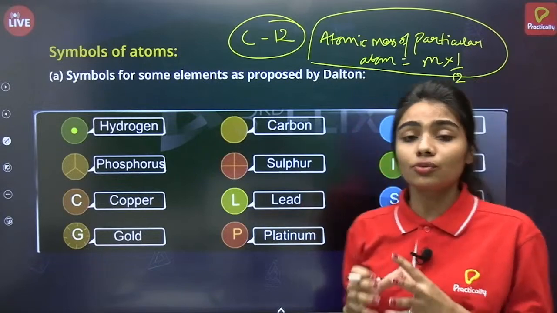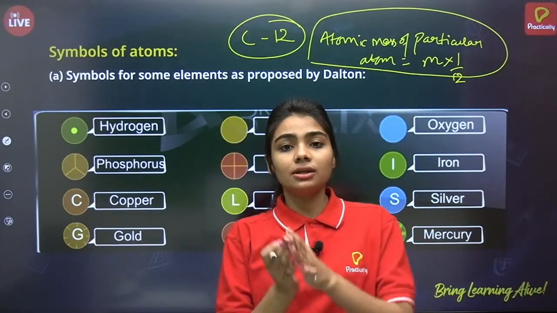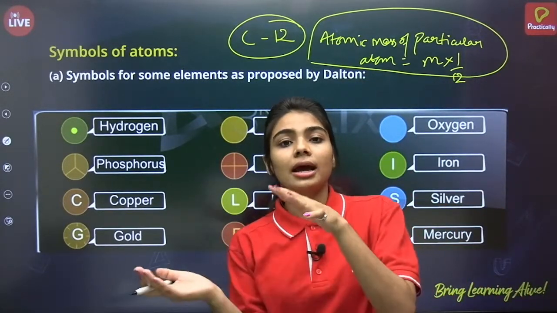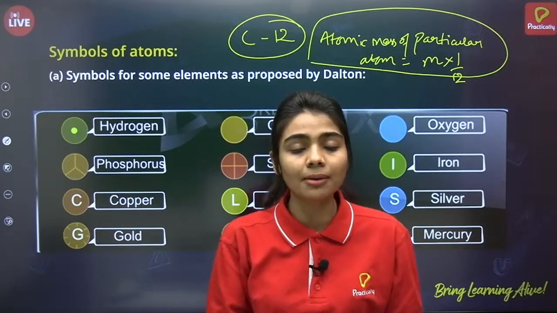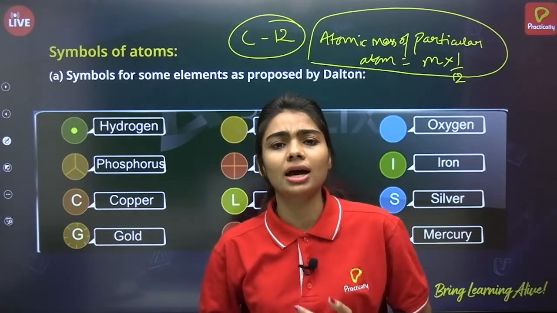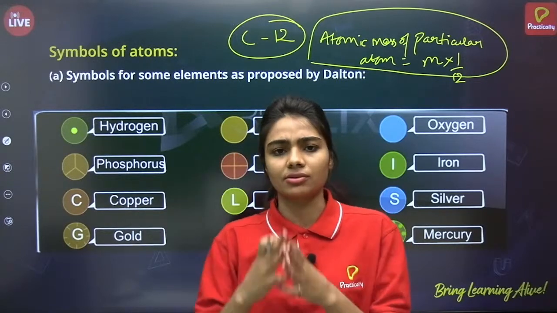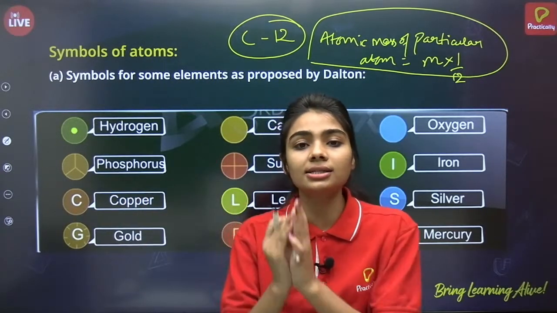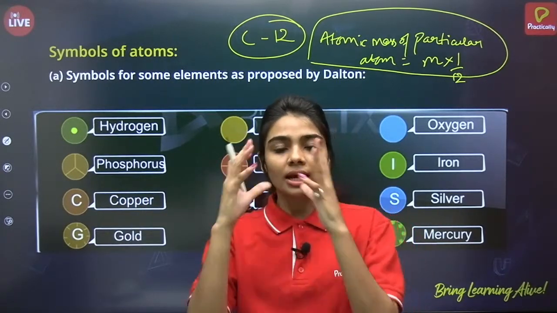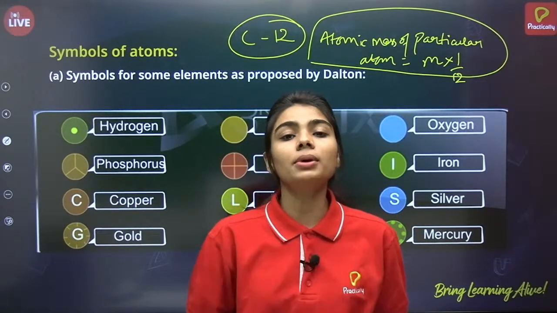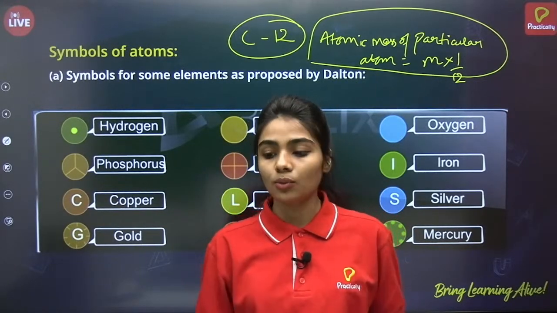From here what we have seen is, if we put the mass of hydrogen and divide it by the mass of carbon 12, then what are we getting? We are getting something like 1.077, around this value. That is approximately equal to 1. That's why we can say that the atomic mass of hydrogen will be 1 only.